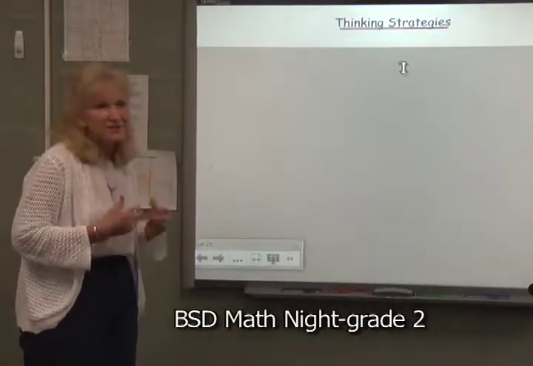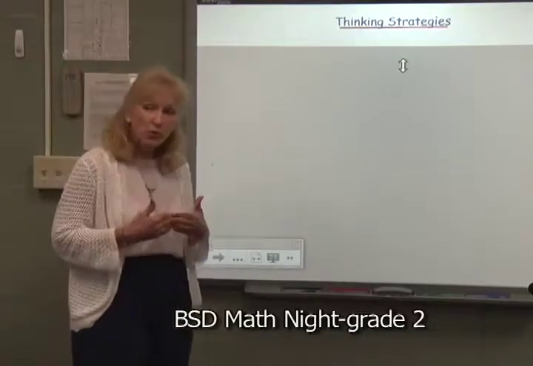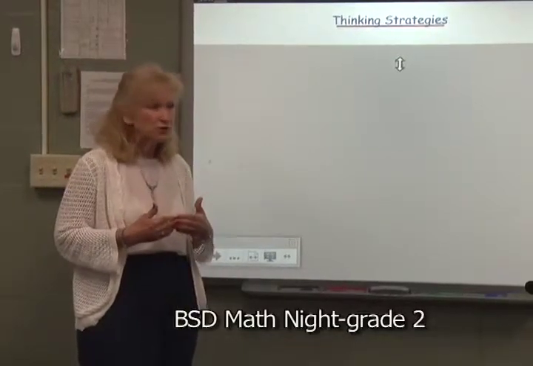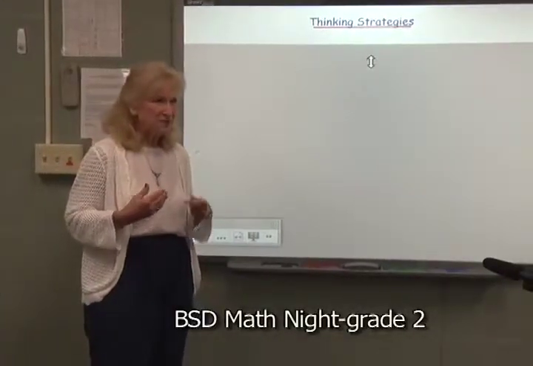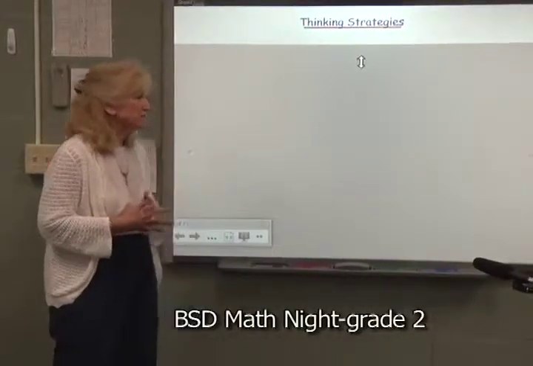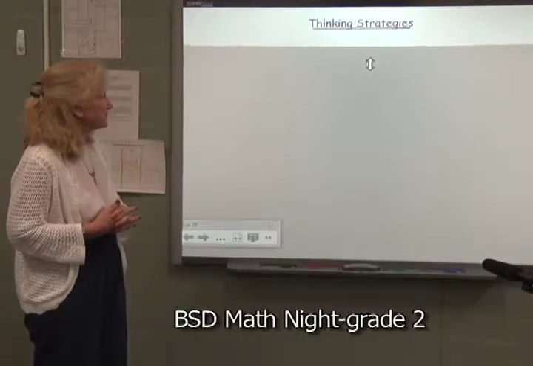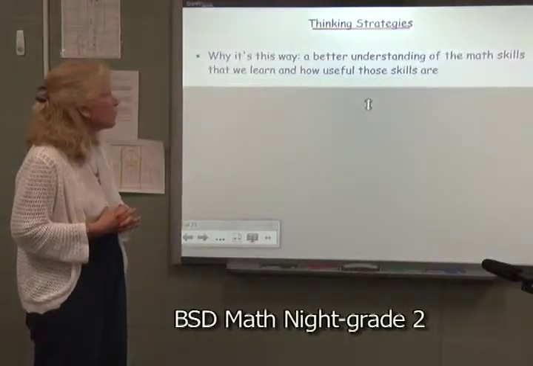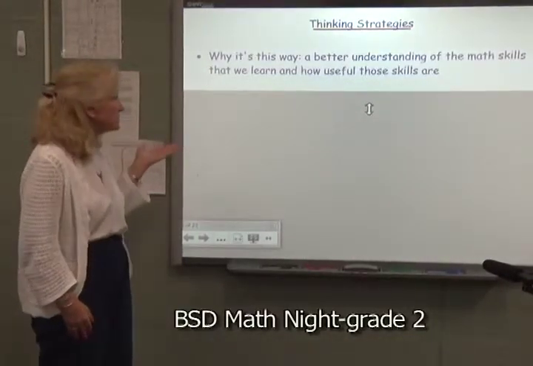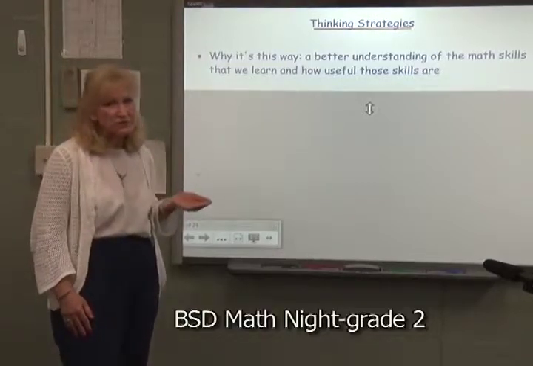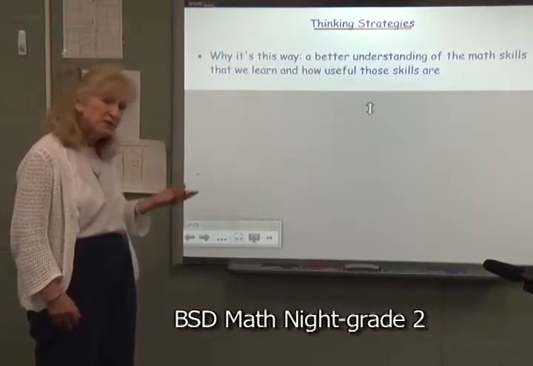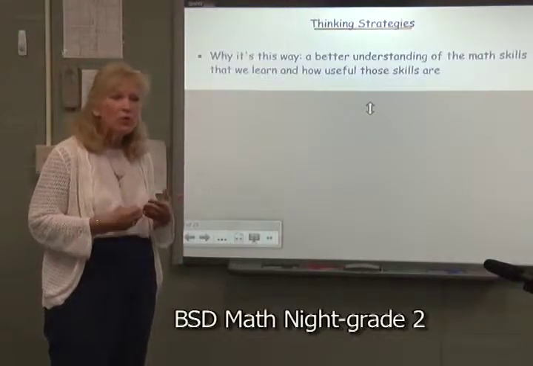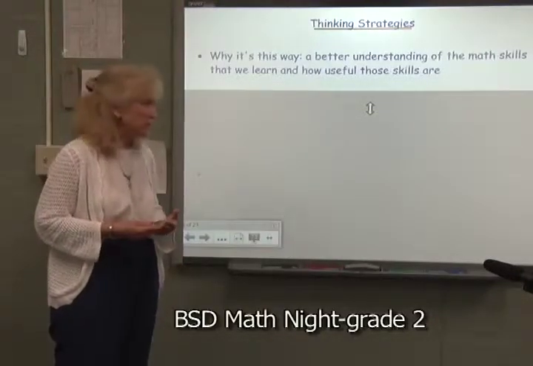Thinking strategies are appropriate for K-1-2. Not the strategies that you as an adult think with, but the strategies for children. Why do we think with these strategies? It's a better way of understanding, having conceptual understanding, not a procedure of how we do, but why we operate the way we do with numbers.